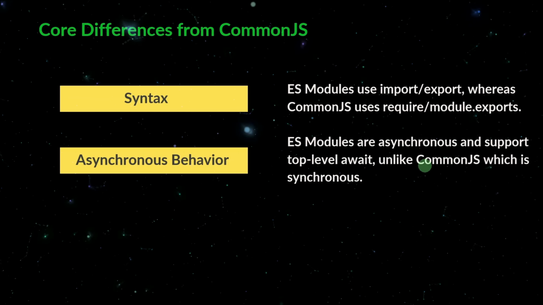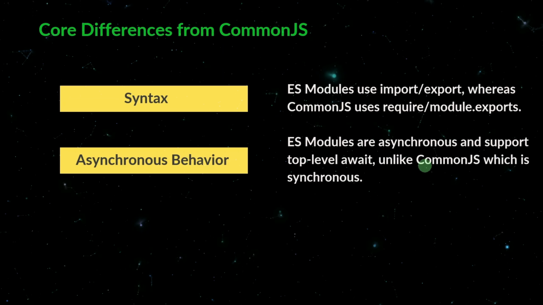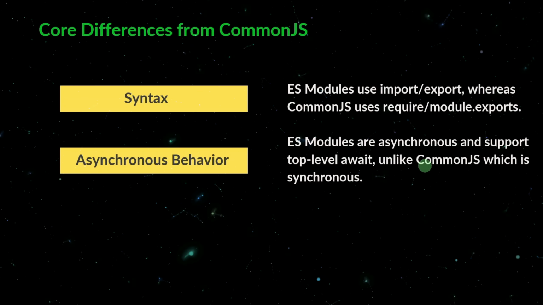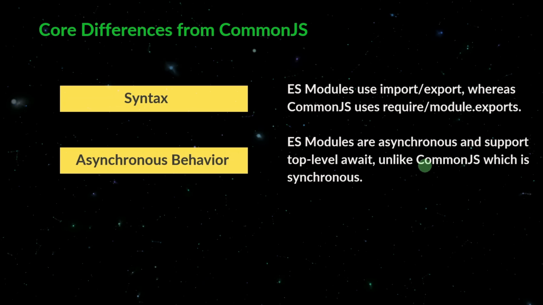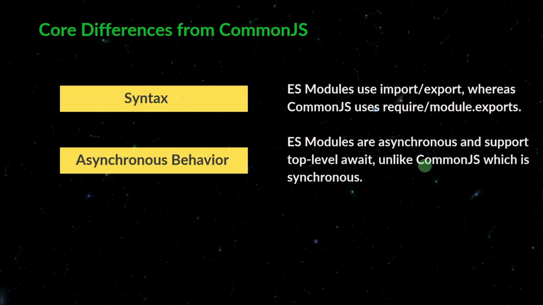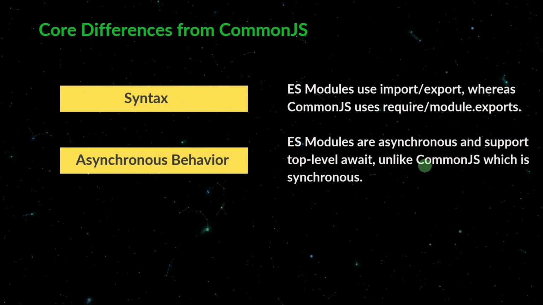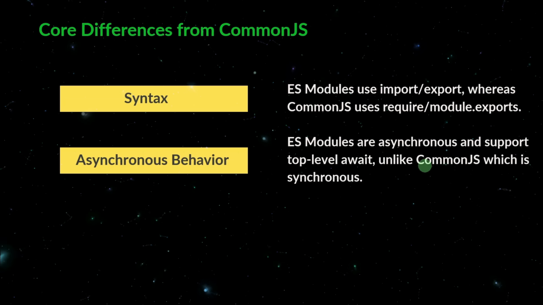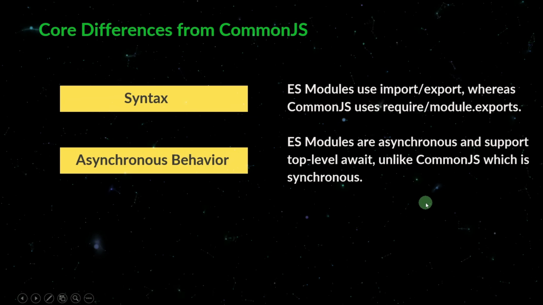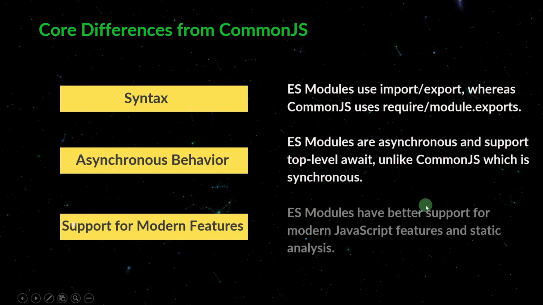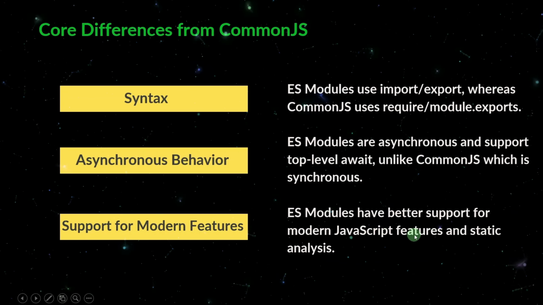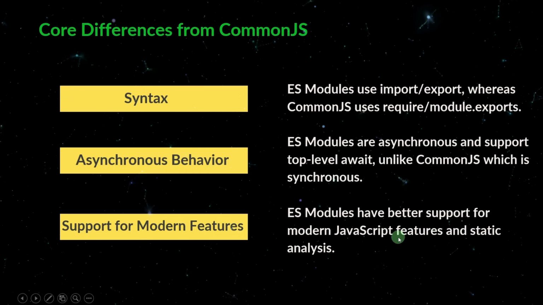So in ESM, it is simply like it will tell, I will do this task while waiting for the next one so that everything will be running smoothly. But in common JS, what it will tell, I will finish the task completely before moving to the next one. So you will have to wait. But still, in Node.js, common JS module system is widely used. And third, support for modern features. ES module have better support for modern JavaScript features and static analysis.